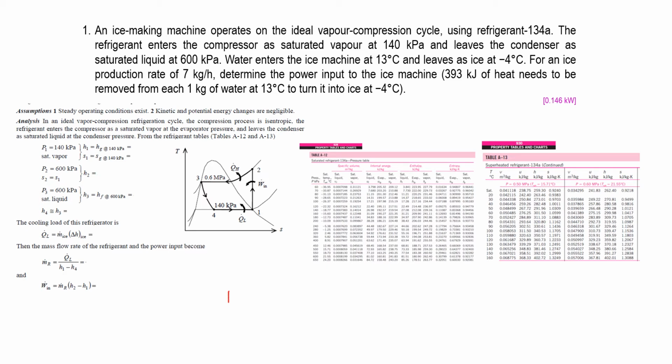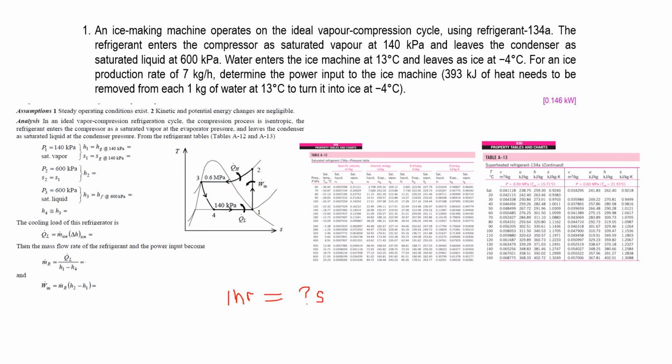So we have 1 hour. Is how many seconds? I think you should know that, right? So convert the hour here into seconds. This will give you 7 kilogram per 3600 seconds. So that is the value for m dot ice here.